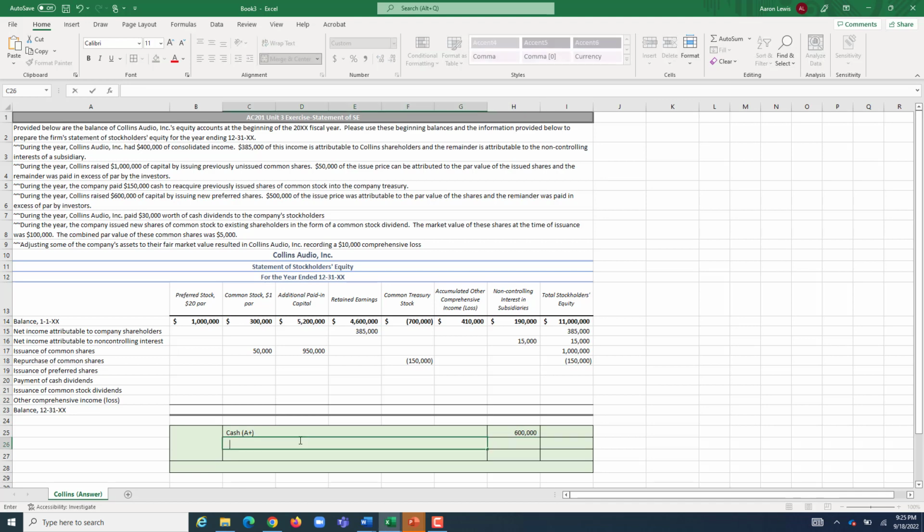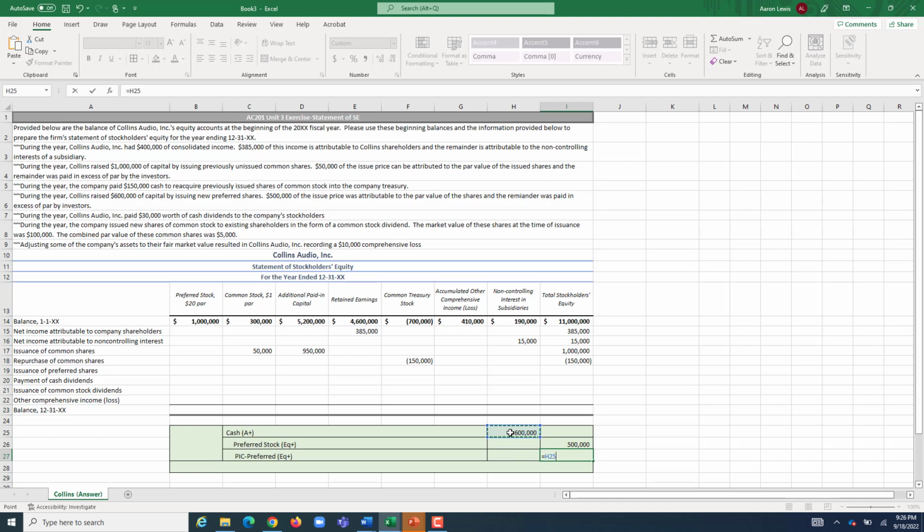And GAAP policy says that we need to separate that money that we raised into the portion which is attributable to the par value of that preferred stock and the portion that was paid in excess of that par value, which is our paid-in capital preferred account. So does our information tell us how that's split up? And it does. It says $500,000 of this issue price is attributable to par value. So that goes to preferred stock. And it says the remainder was paid in excess of par by investors. Well, how much is that?